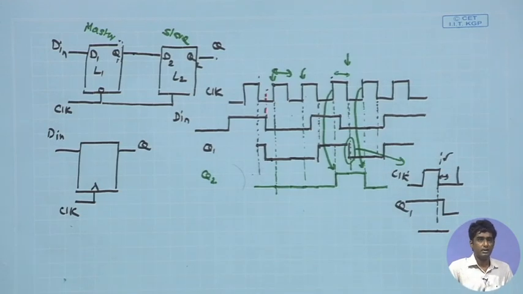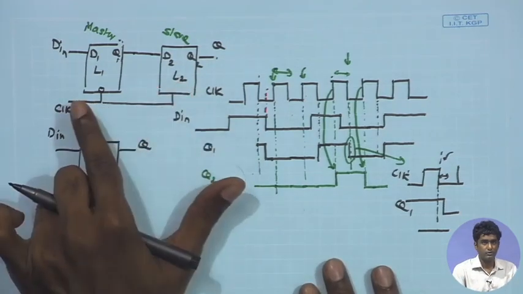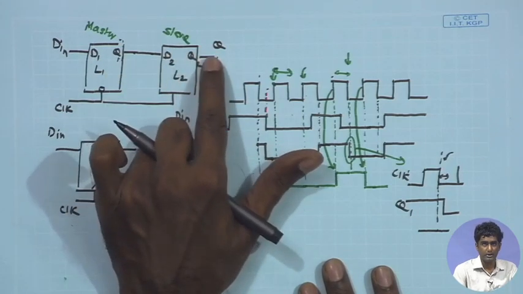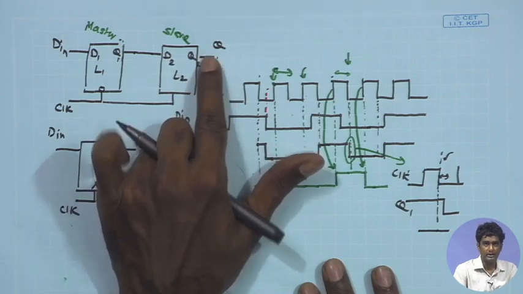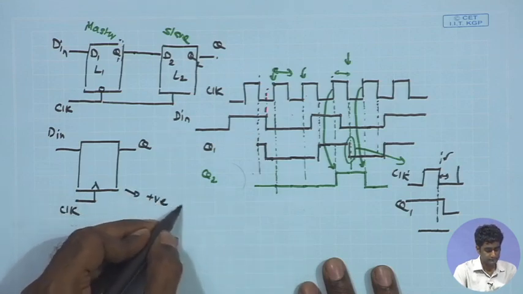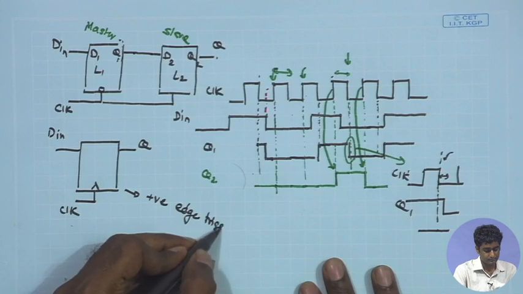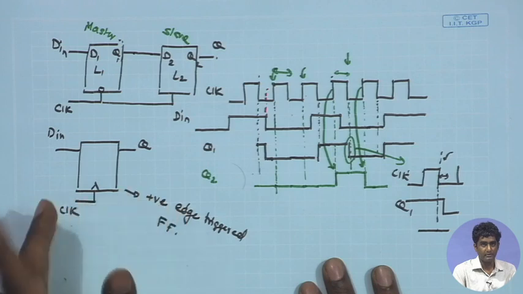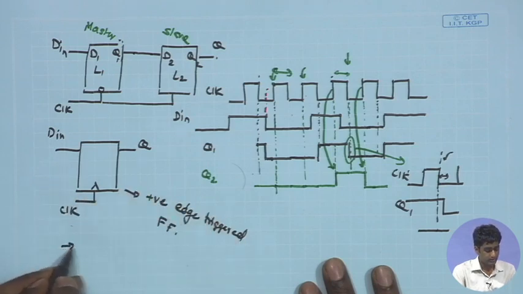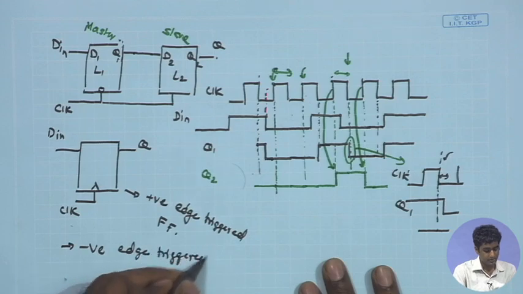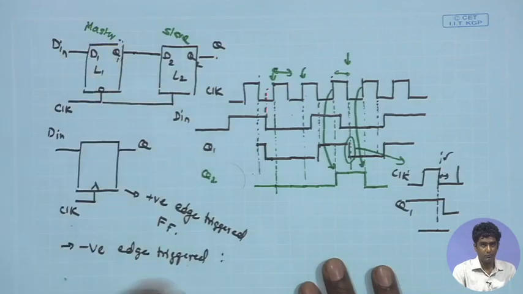How do we make a negative edge triggered flip flop? We just need to reverse the polarity of the clock. So, this becomes clock and this becomes clock bar, then Q2 will be transitioning at the negative edge of the clock. So, this is the positive edge triggered flip flop, and in order to make a negative edge triggered flip flop, flip the clock polarity.